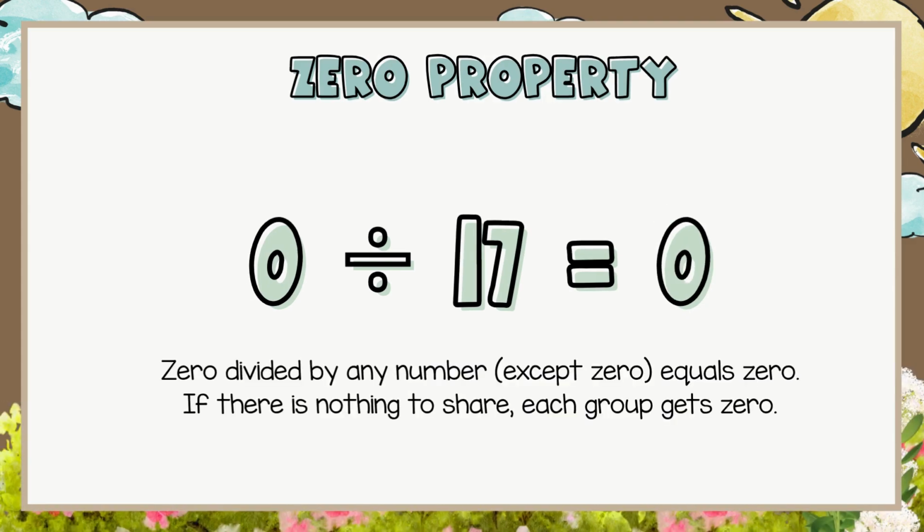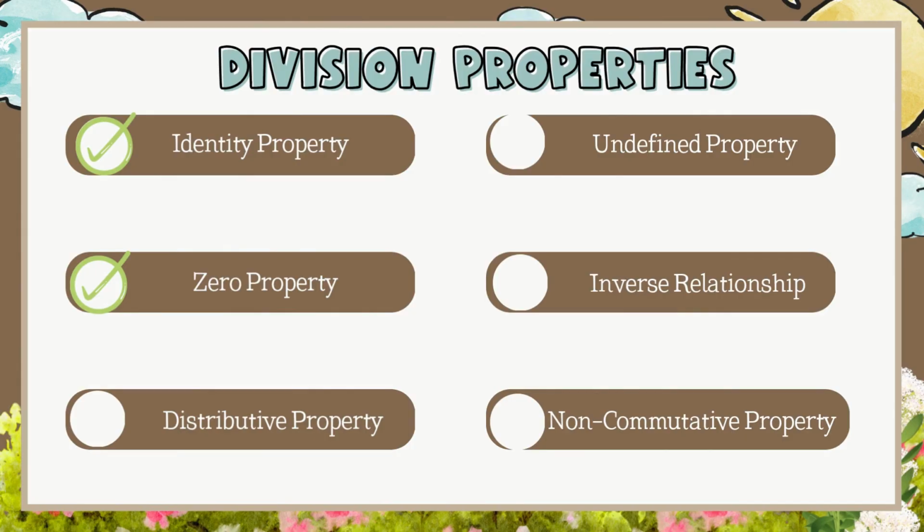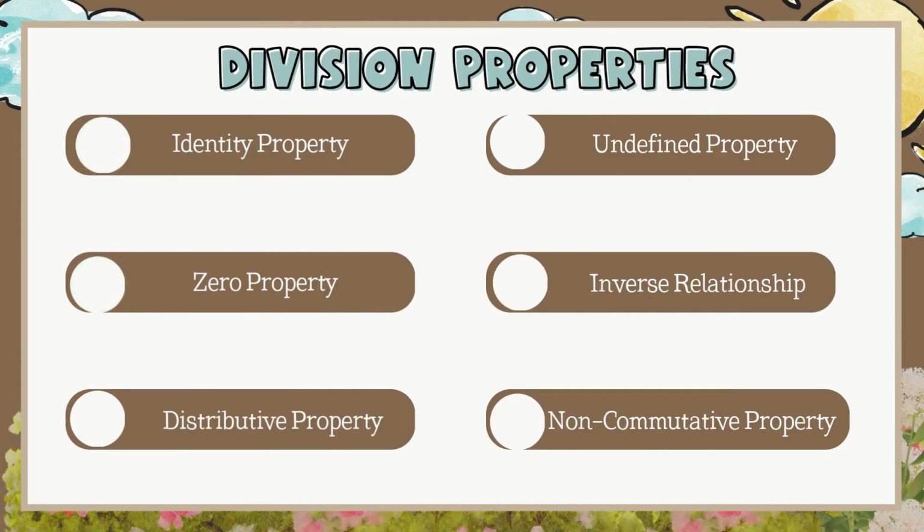That's right, 0, because again, the rule states that 0 divided by any number except 0 equals 0. If there is nothing to share, each group will get 0. Now we've learned the identity property and the 0 property. Let's keep going.